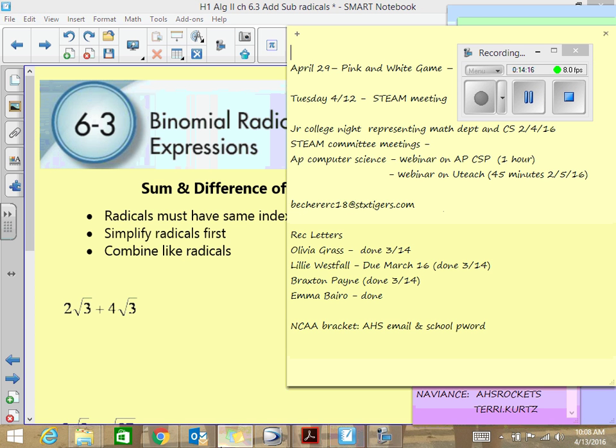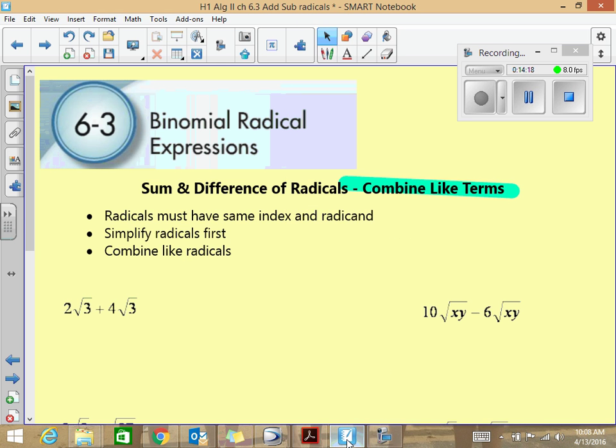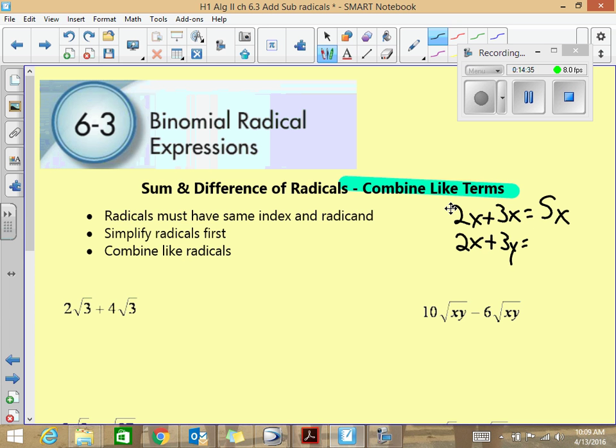For instance, if we have 2x plus 3x, what's that equal? Not a trick question. 5x, right? 2x plus 3x gives us 5x's. What about 2x plus 3y? Nope. Right, you cannot combine those, right? If it was 2x times 3y, it'd be 6xy, but you can't combine them, okay?